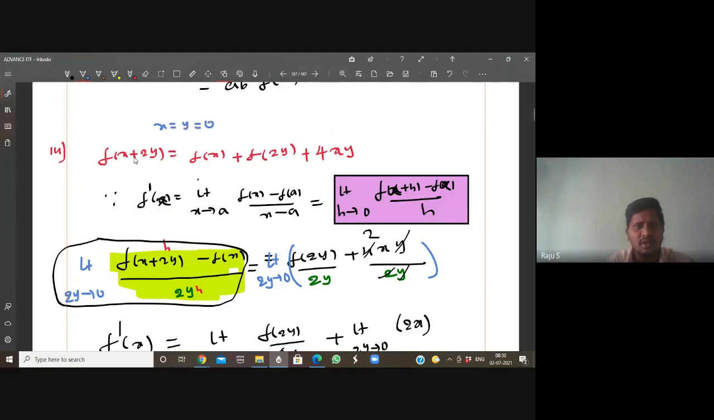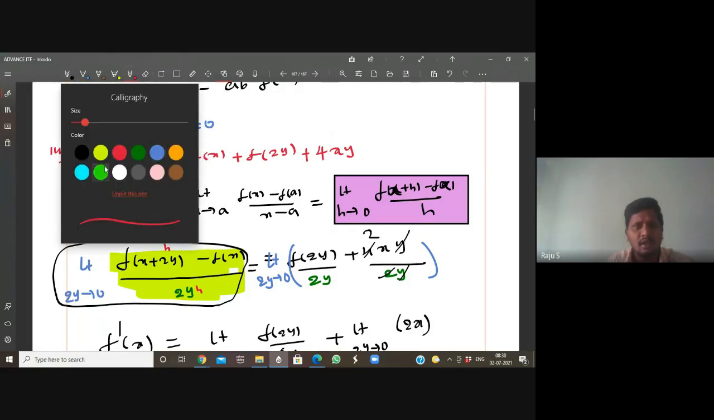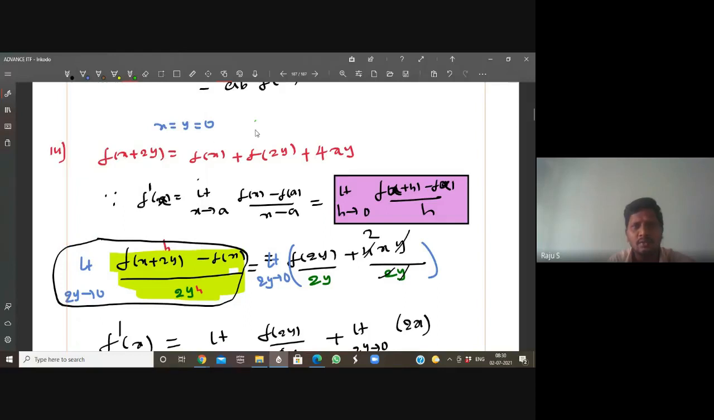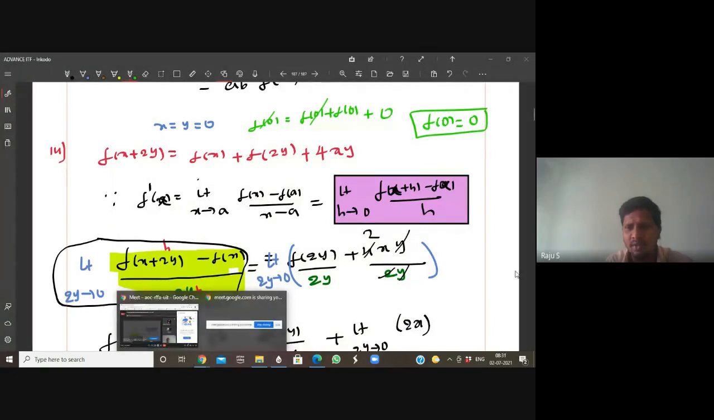When I substitute here, the LHS is f of 0 plus 0, so f of 0 is equal to f of 0 plus f of 0 plus 4 into 0 into 0, which is 0. So finally, f of 0 cancels, which implies the f of 0 value is 0 alone. This is very important. Substitute x and y value in the given condition, we will get f of 0 value is 0. Okay, students? So finally, we got f of 0 value as 0.